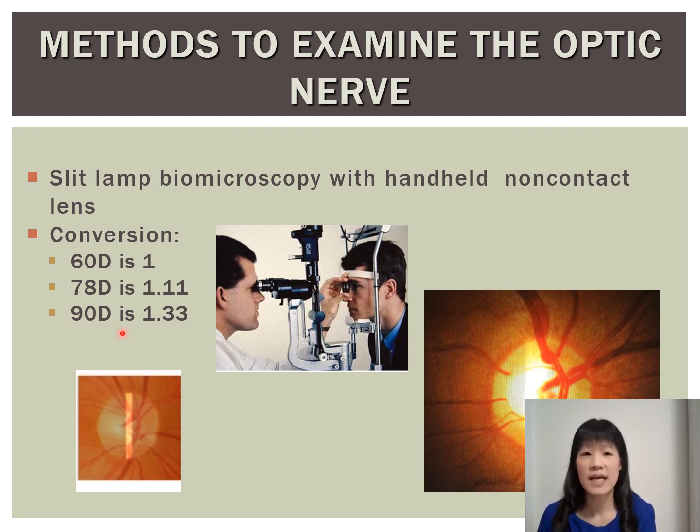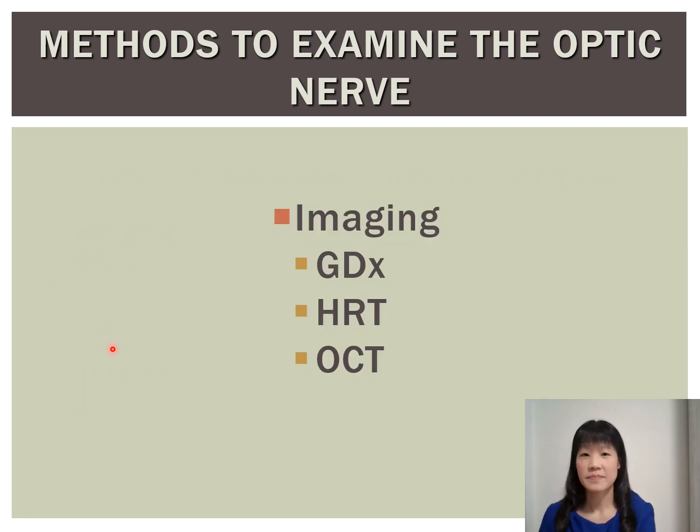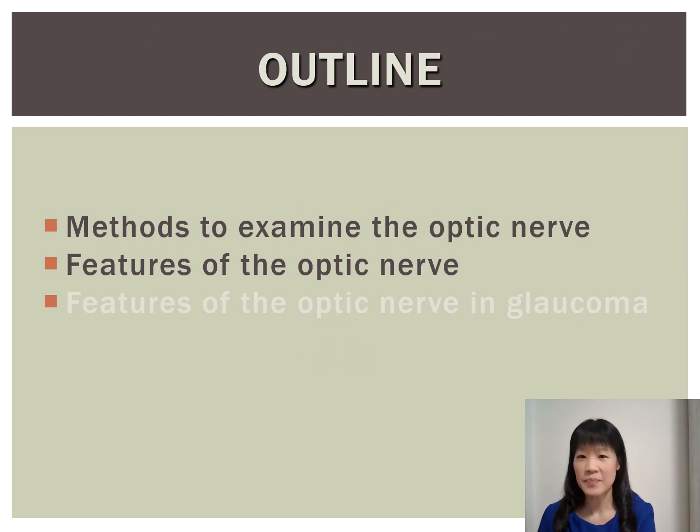Whatever that size is, multiply by 1.33. Again, if you're using a diopter lens, that's the actual size of the disc. We're going to talk about imaging in another lecture, but suffice it to say you can objectively quantify and look at the optic nerve in the clinic with most commonly OCT. But again, we'll talk about that in a different lecture.